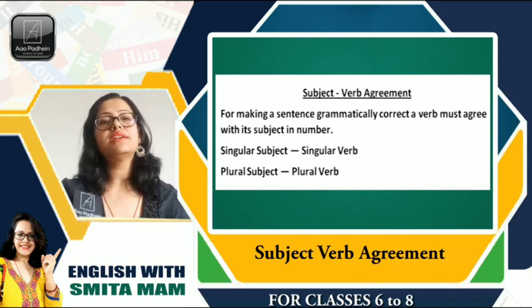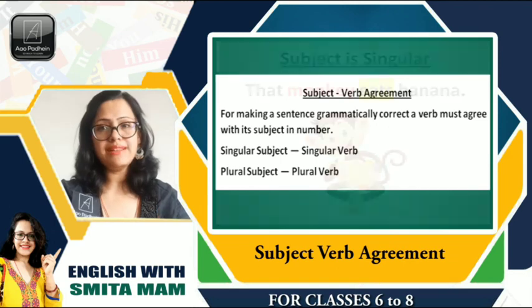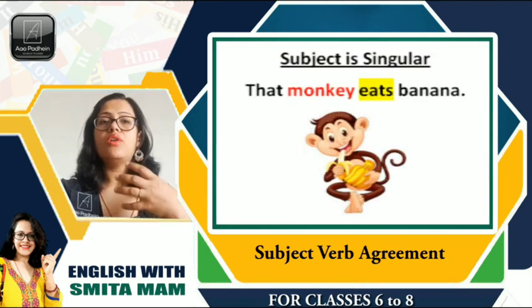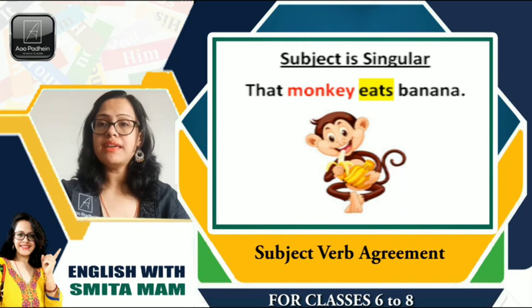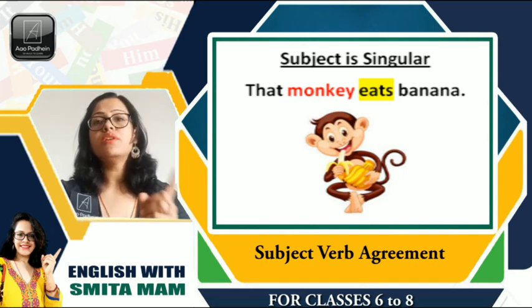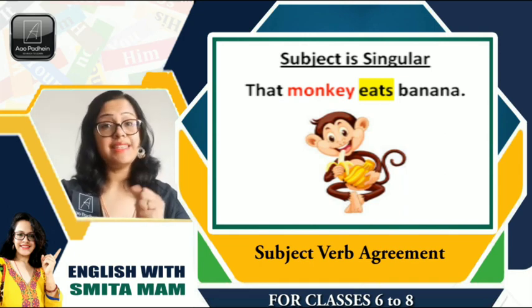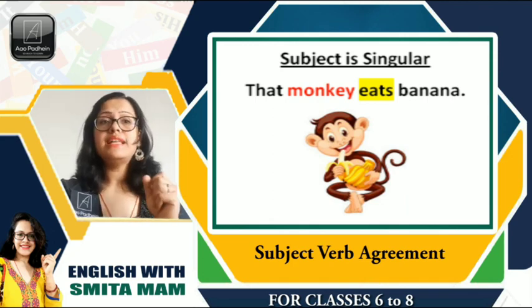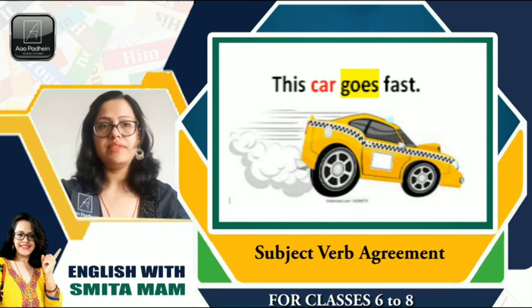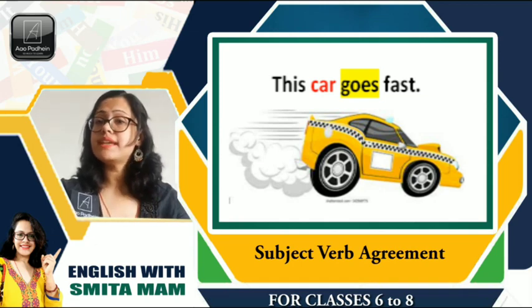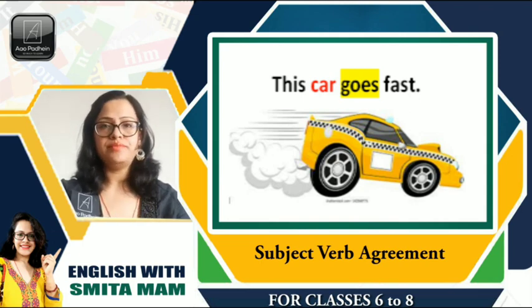Now, let's look into some examples to understand it more clearly. We'll see now when the subject is singular. That monkey eats banana. Here, subject is monkey, which is singular. So, verb will also be singular. In this case, it is eats. Let's look into one more example. This car goes fast. Here, the subject is car, which is singular. So, verb will also be singular. Therefore, in this case, the verb is goes.